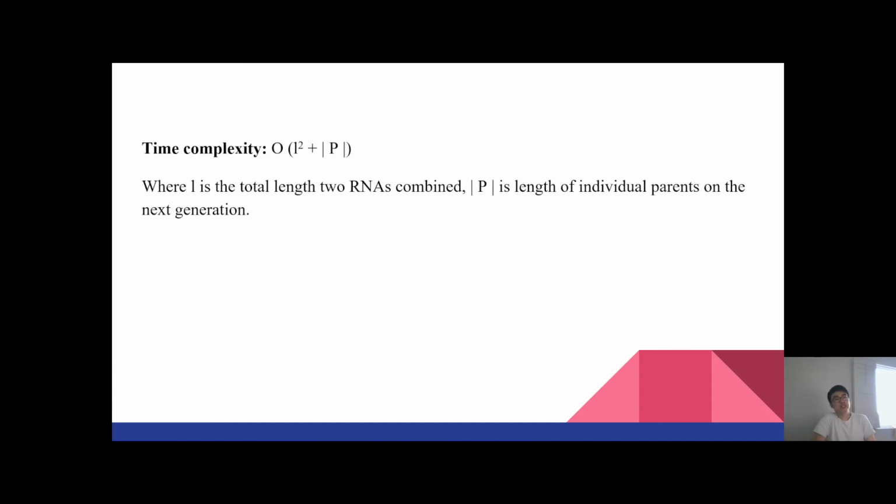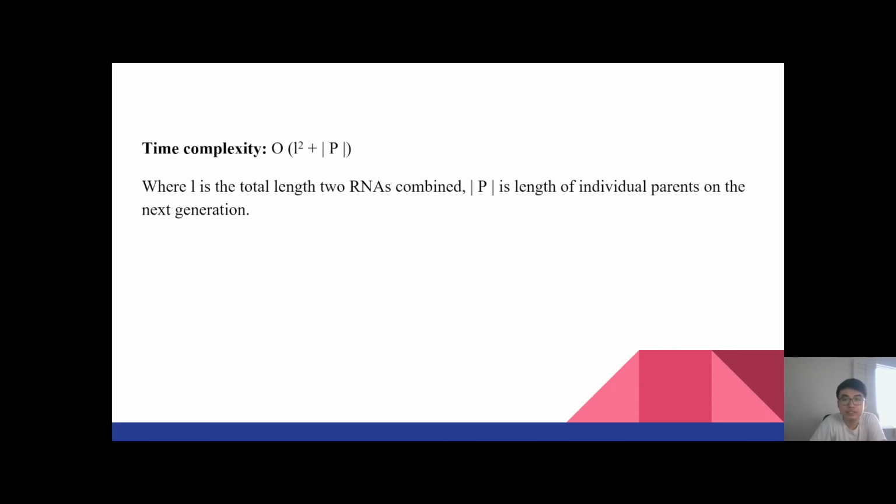So go to the time complexity of this one. It is going to be O of L squared plus the length of P. In here, L is the total length of the two RNAs combined, and P is the length of the individual parents in the next generations.